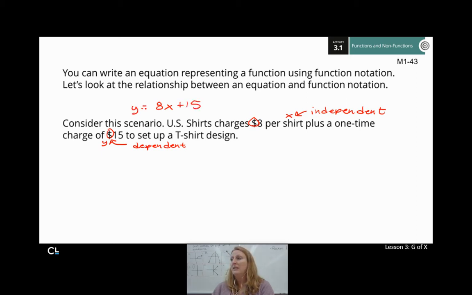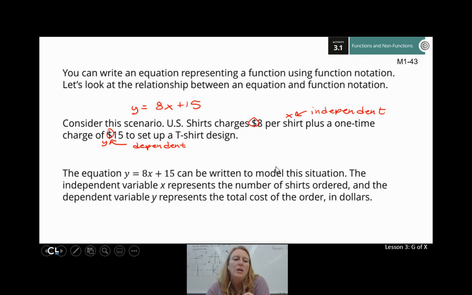And that is going to tell me how much money I'm going to be charged for that, how much it's going to cost. So the equation y equals 8x plus 15 can be written to model this situation, right? $8 per t-shirt plus $15 to set it up. The independent variable x represents the number of shirts ordered, and the dependent variable y represents the total cost of the order in dollars.